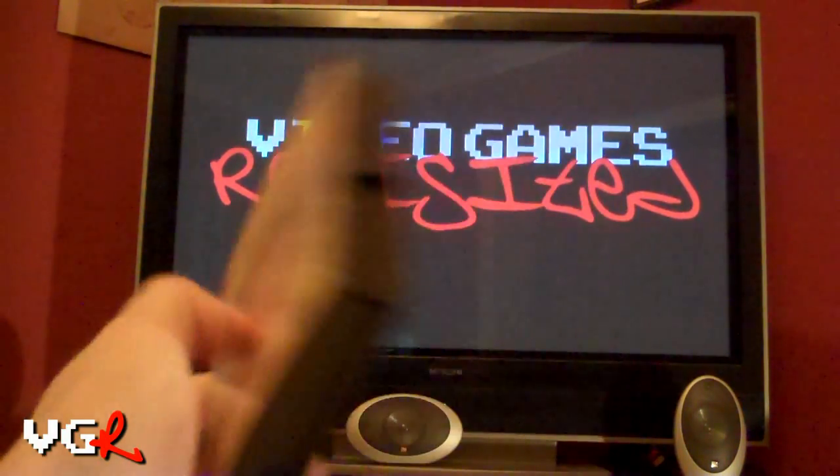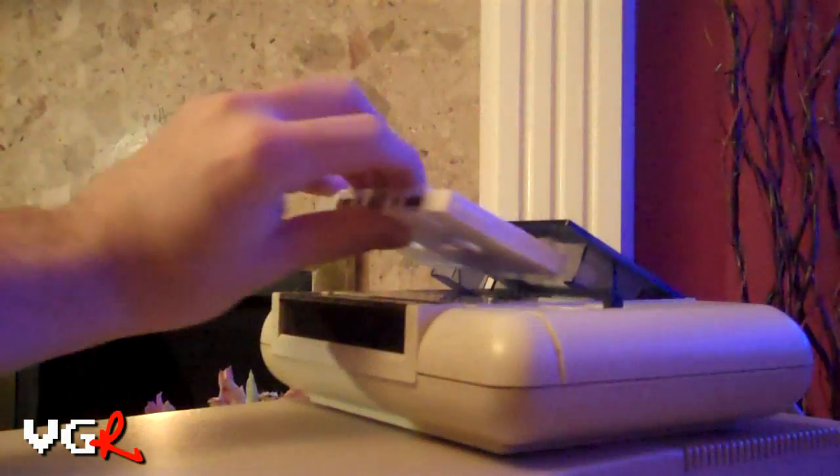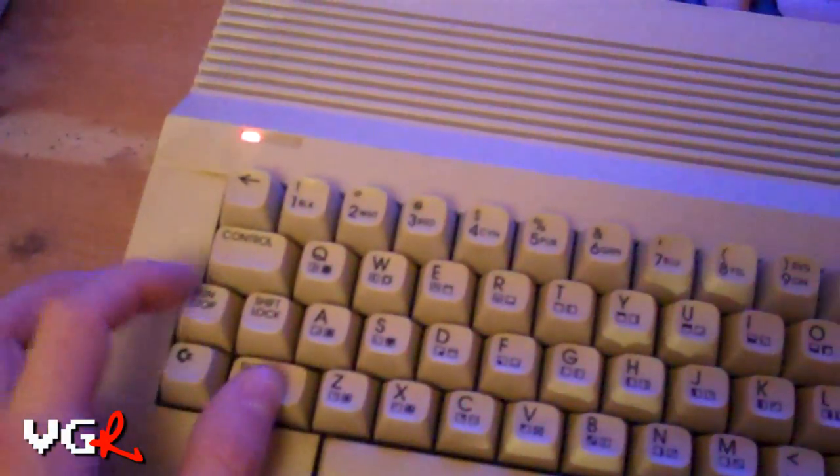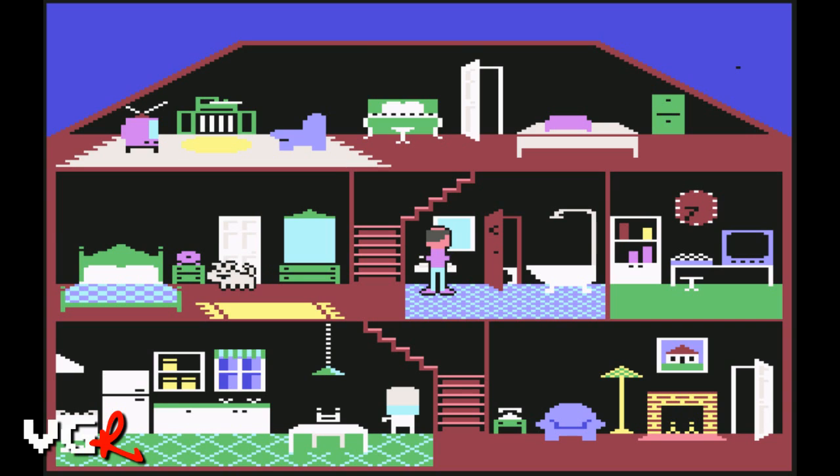Little Computer People was released in 1985 on a variety of platforms, including the Commodore 64. It's an early life sim developed by David Crane, and two versions of this game exist on the Commodore 64, one on disc and one on cassette. But the cassette version is generally considered inferior, as it's missing many key features.